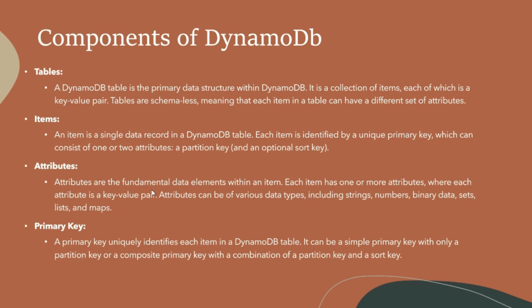Another component of DynamoDB we'll also touch on is attributes. Attributes are the fundamental data elements within an item. Each item has one or more attributes, where each attribute is a key-value pair. Attributes can be of various data types, including strings, numbers, binary data, sets, lists, and maps. Then we also have the primary key. If you're familiar with traditional databases like SQL, then you should know what a primary key is. A primary key uniquely identifies each item in a DynamoDB table. It can be a simple primary key with only a partition key, or a composite primary key with a combination of a partition key and a sort key.